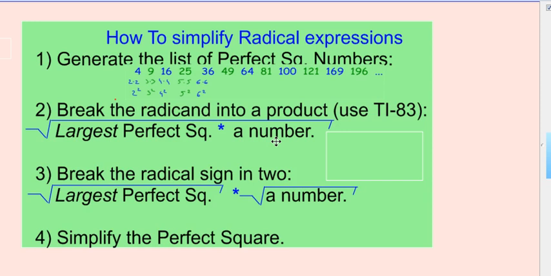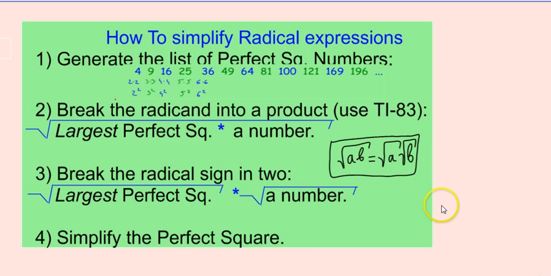Step number 3, you break one radical sign into two radical signs. We use the rule that you could see on the screen. It simply states that if you have a radical of the product, then you can rewrite it as a product of radicals. And once you've done that, the last step will require you to simplify the perfect square number and leave the number that's not a perfect square the way it is.